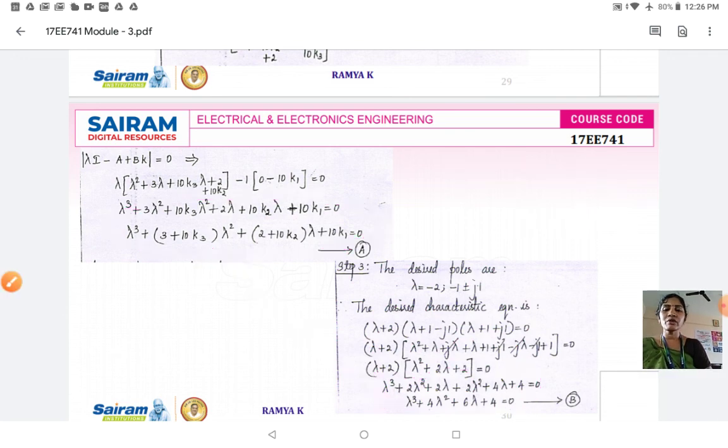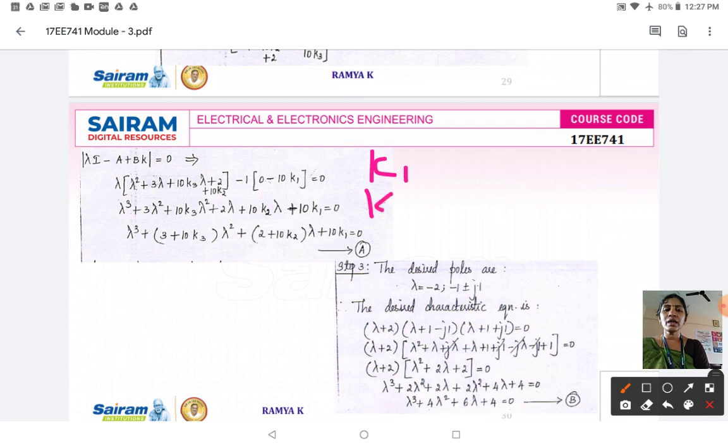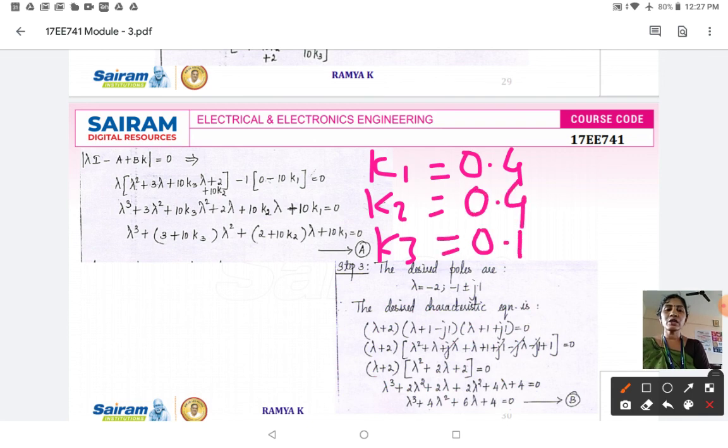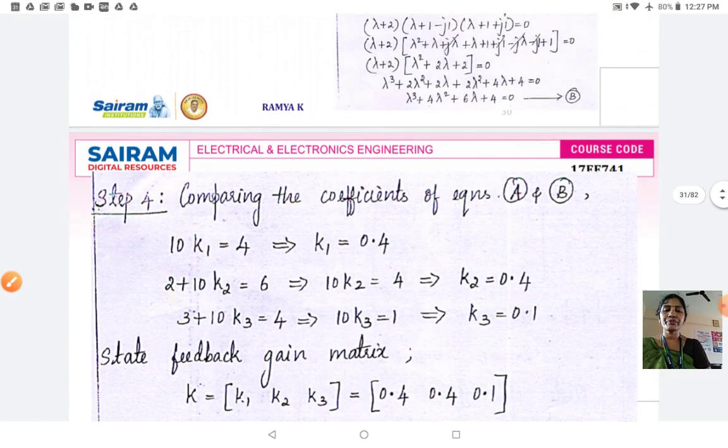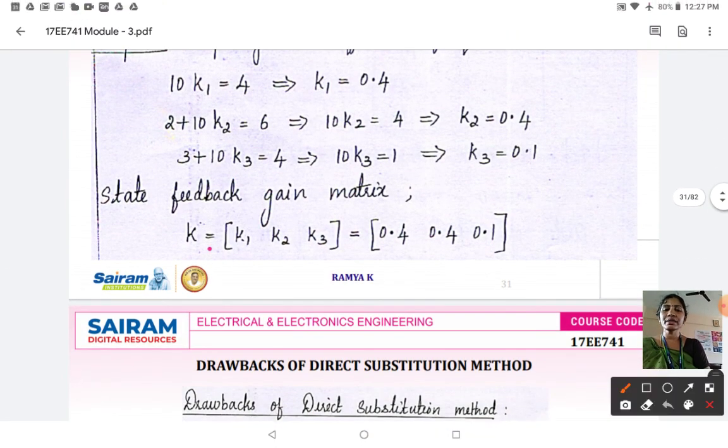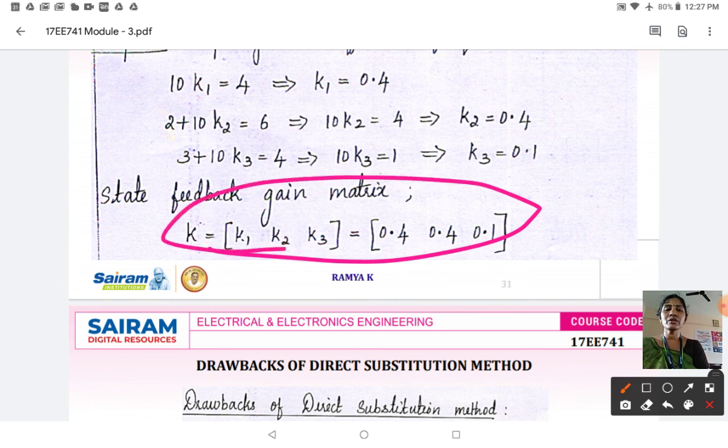therefore k1 is equal to 0.4. So after solving, you got 3 gains, k1, k2, k3, where k1 is 0.4, k2 we have also obtained as 0.4, and k3 as 0.1. So the state feedback gain K can be written as K1, K2, K3. So in this matrix, K1 is going to be 0.4, K2 is 0.4, K3 is 0.1. This is your state feedback gain for the given transfer function. So you have obtained the state feedback gain, and this is how you need to write it as a final result. Thank you students.